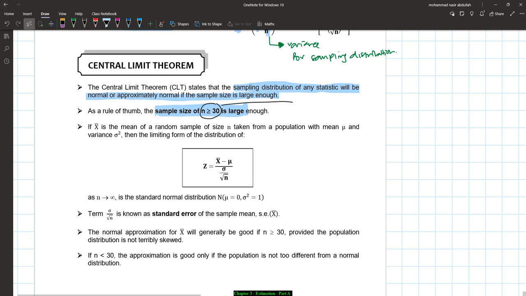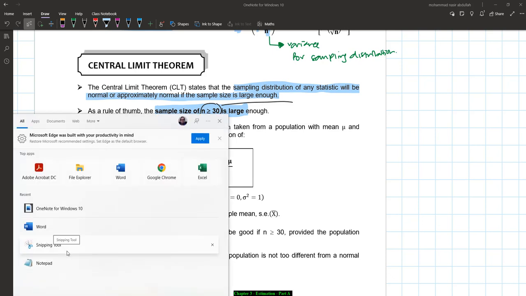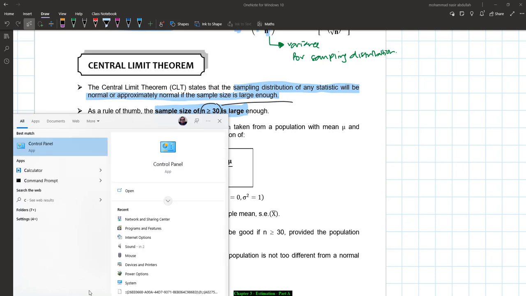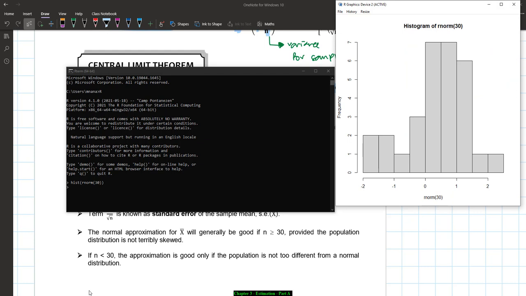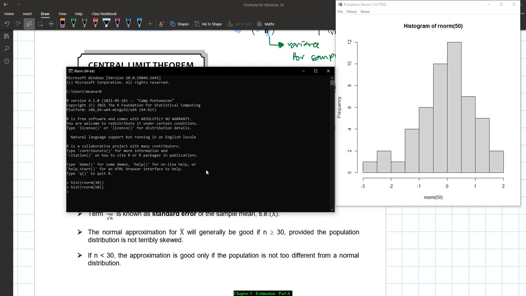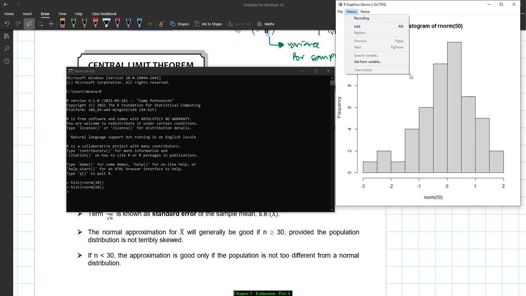We can prove it. Let's say this is n equal to 30. If I increase the number, n equal to 50, you notice the shape of the histogram does not look exactly like a normal distribution yet. A normal distribution means that you have a bell curve. If we increase the sample size, it approximates a normal distribution. Do you see the difference?